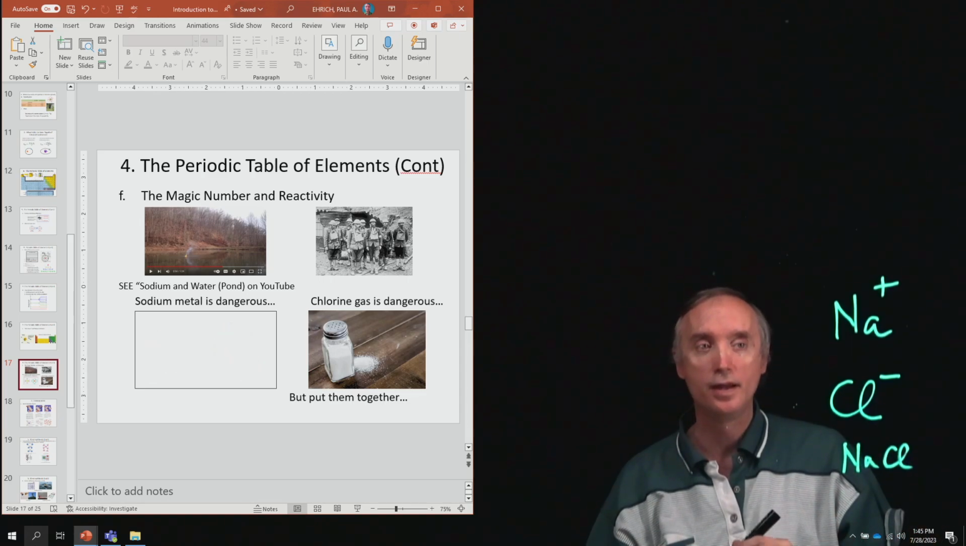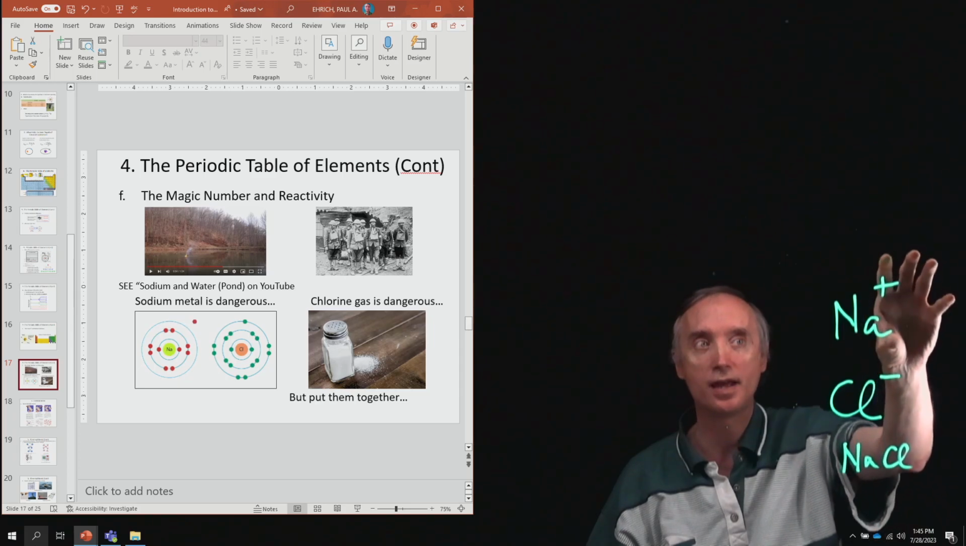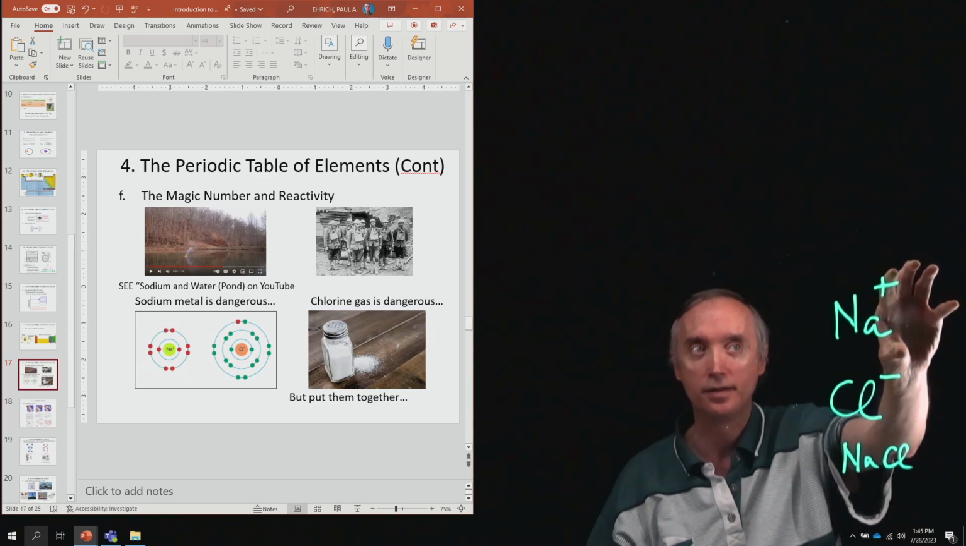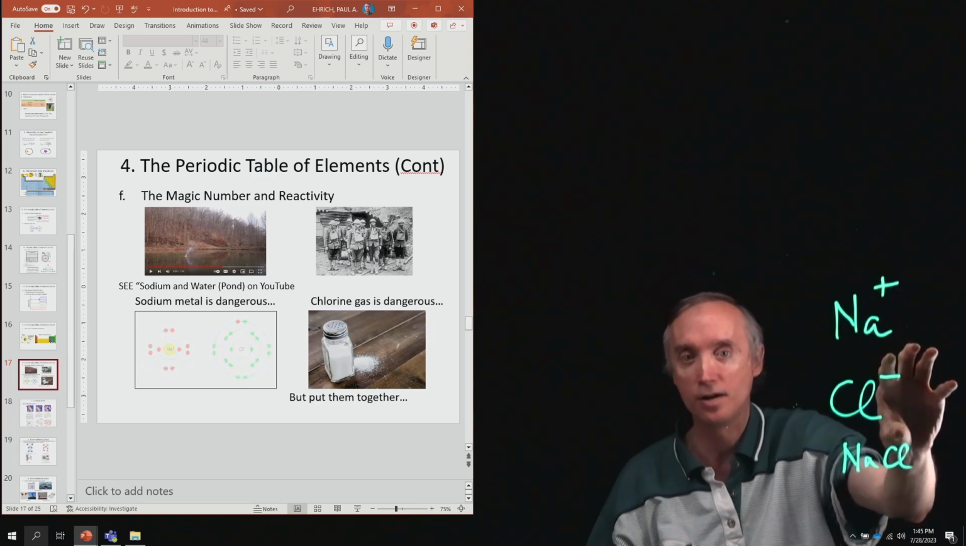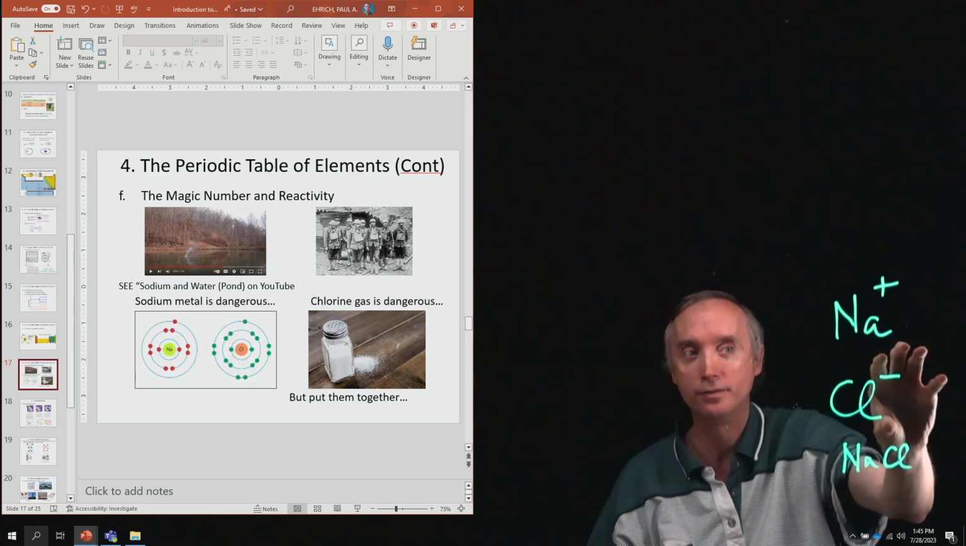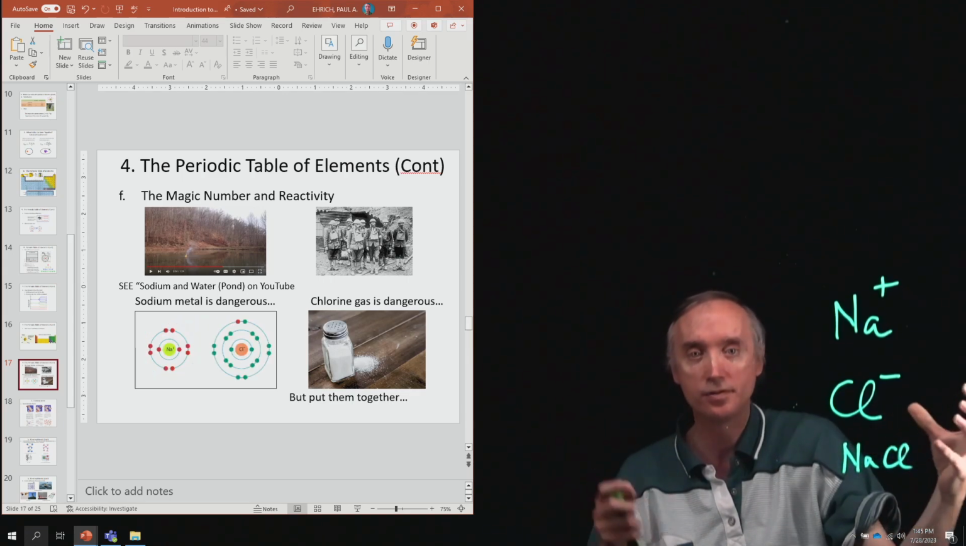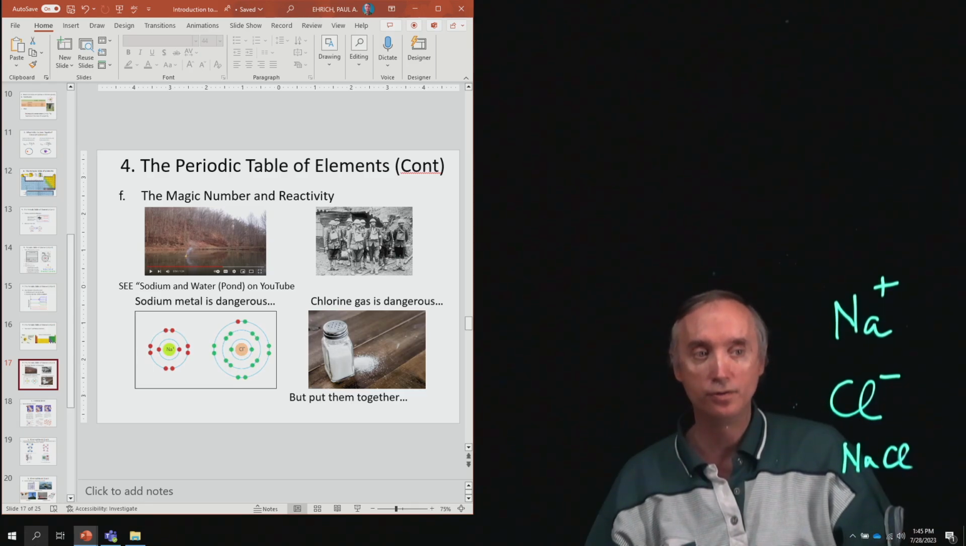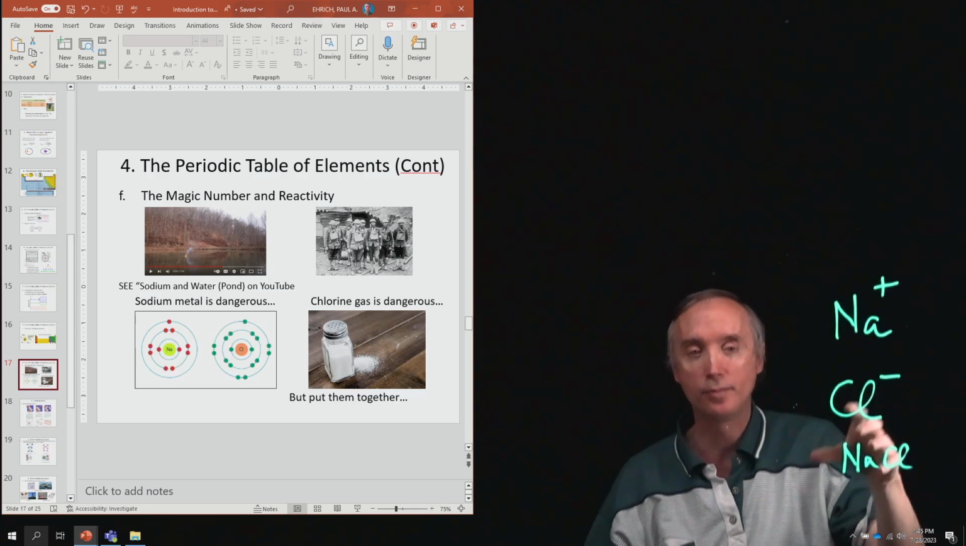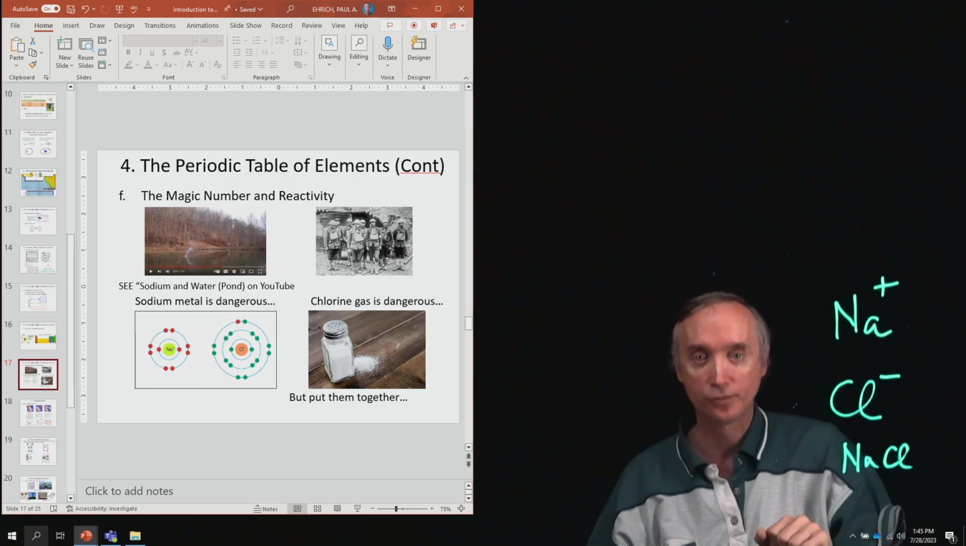You've got one atom that is saying, take my electron. The other one is saying, Santa Claus has come to town. I want your electron. So it's a match made in heaven. And so this one is now an ion. This one's an ion. Opposites attract. You make the molecule or compound sodium chloride, which is ordinary table salt.